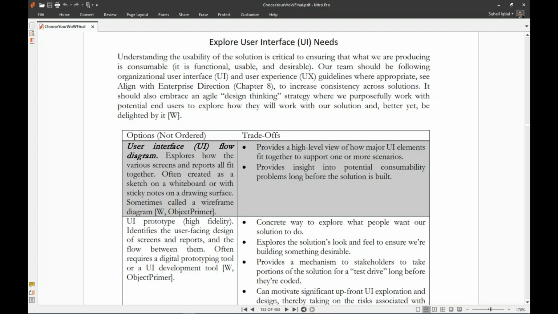We should align with Enterprise Direction Chapter 8 to increase consistency across solutions. It should also embrace an agile design thinking strategy where we purposefully work with potential end users to explore how they will work with our solution and better yet be delighted by it.